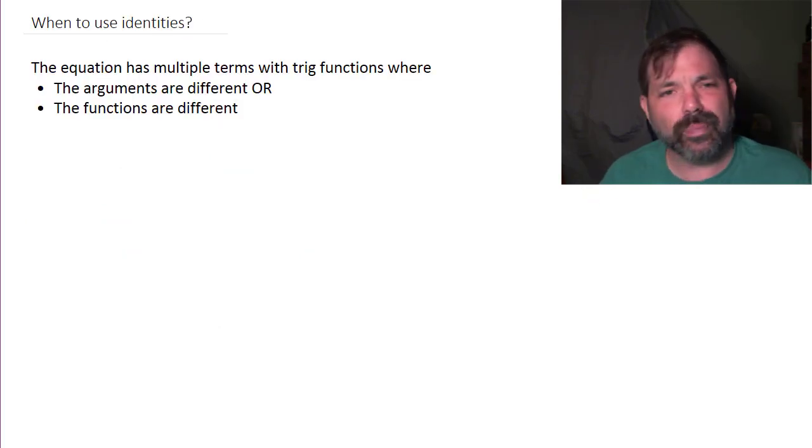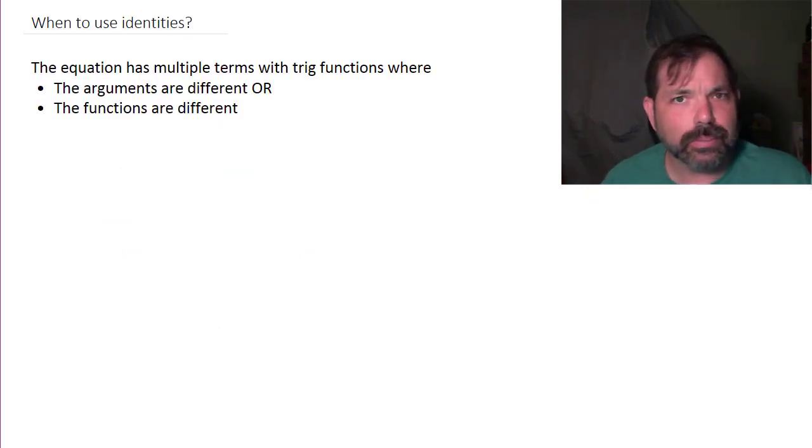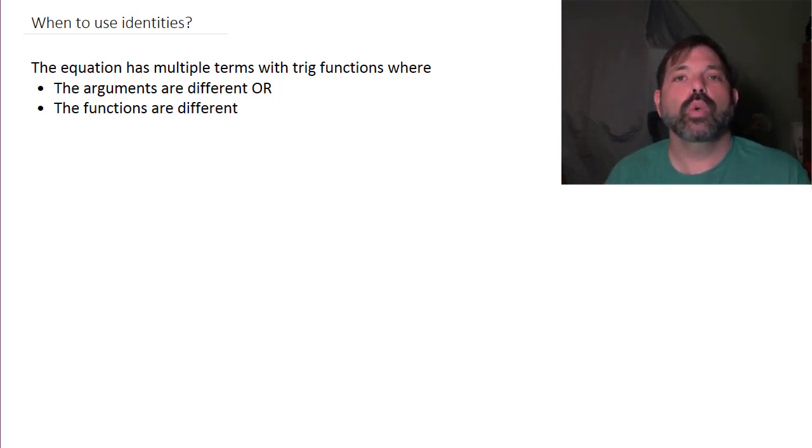Alright, so when do we use identities? Well, generally speaking, if the arguments are different. In that last example, we saw that the arguments were different. We had a sine function, right? We had sine x, and we had sine 2x. The arguments were different. We had to use an identity to get the arguments to be the same.